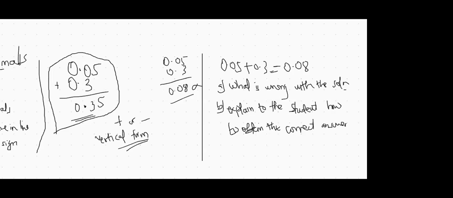Please, what is wrong with the child's solution? I would say he didn't consider the decimal places. That is very correct. Then B, explain to the student how to obtain the right answer.